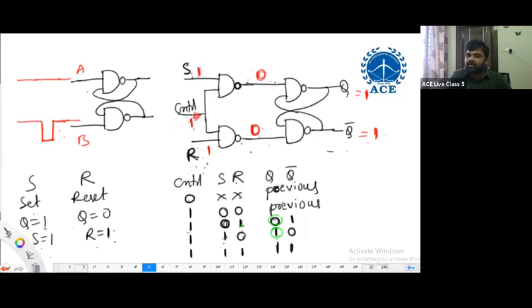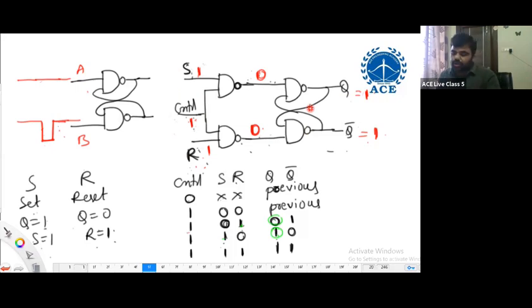Once again, control equals 0, remembering the contents. When control equals 1, then it is enabled for inputs. There is a possibility for modifying the contents. So once again, finally, control equals 0, remembering; control equals 1, sensing to the inputs. The point should be understood correctly.